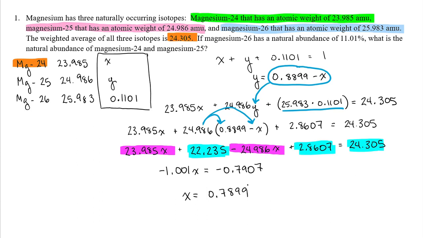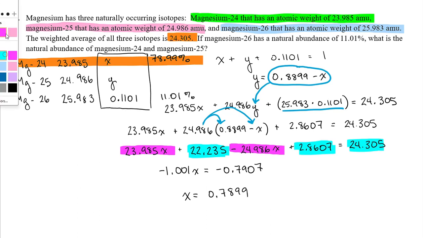So stop and think about what that means. We're trying to solve for the natural abundance of both of these isotopes. That 0.7899 is 78.99%. That's how much we have of the magnesium 24. And we predicted that the magnesium 24 should be the most. And sure enough, it is. It's almost 80% of the total is magnesium 24.